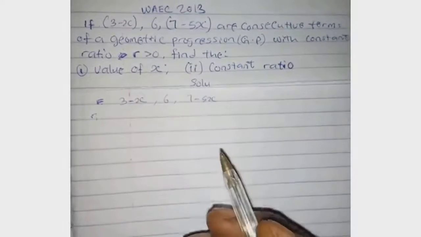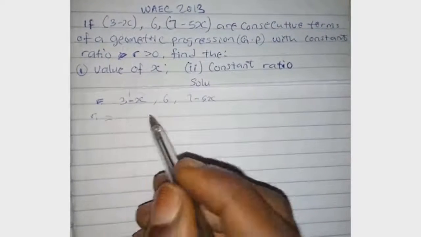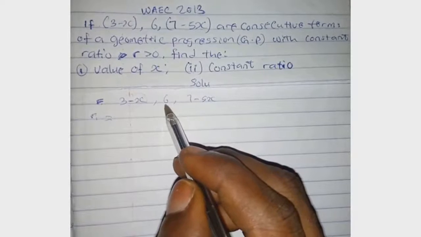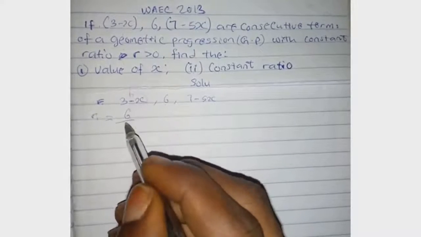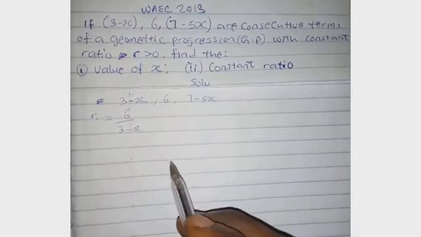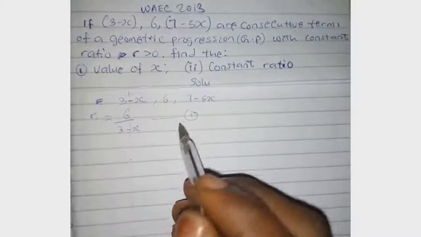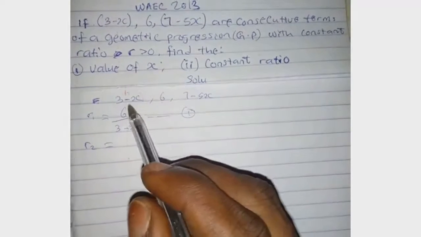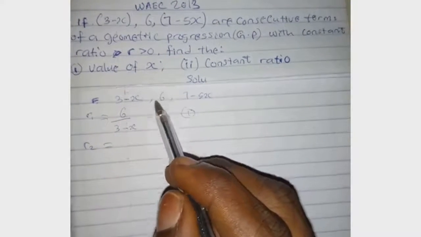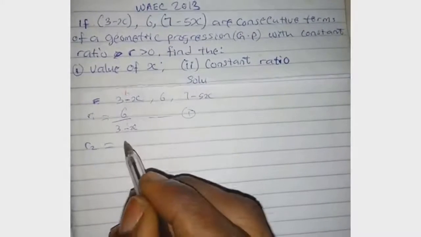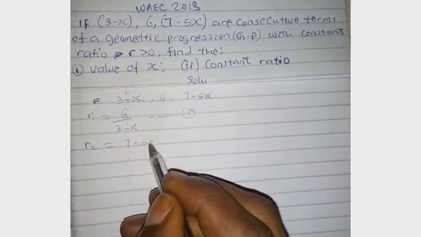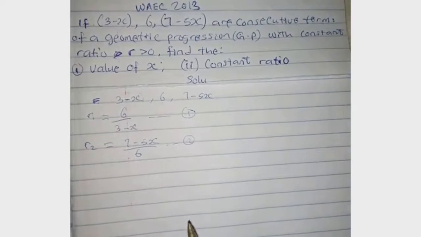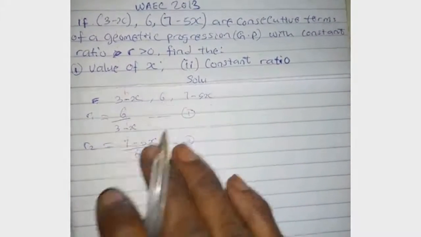To get our common ratio, let's say ratio 1 is equal to the second term divided by the first term. That will be 6 divided by 3 minus s. Let's call this equation 1. Ratio 2 is equal to the third term divided by the second term. That will be 7 minus 5s over 6. Let's call this equation 2.